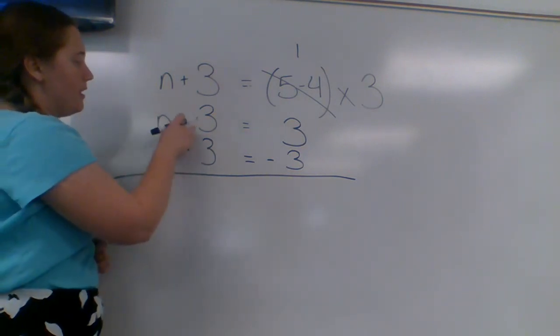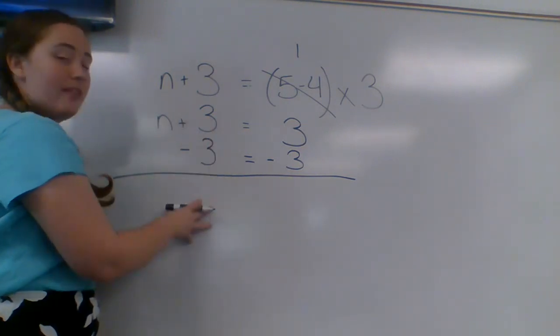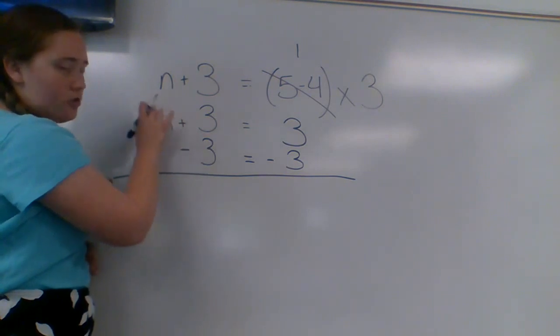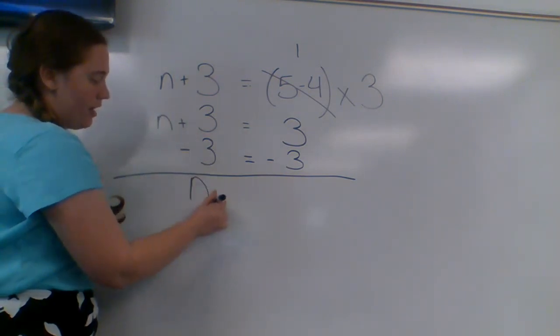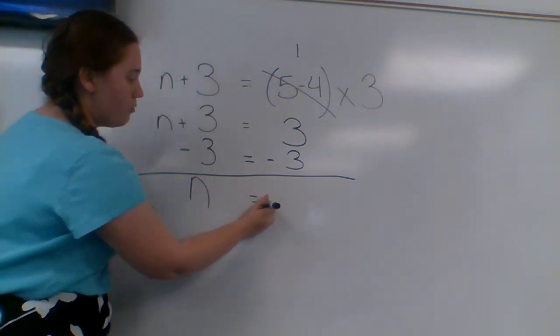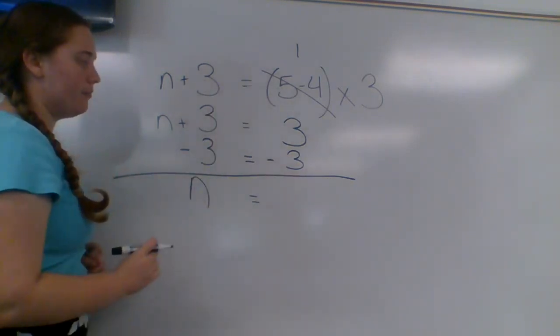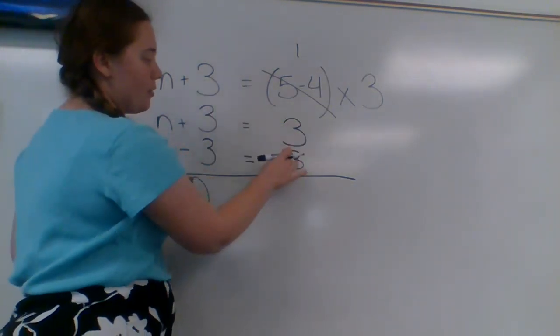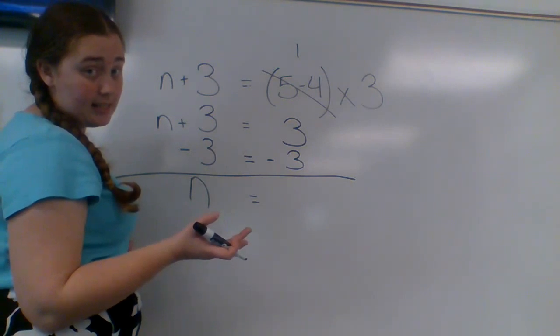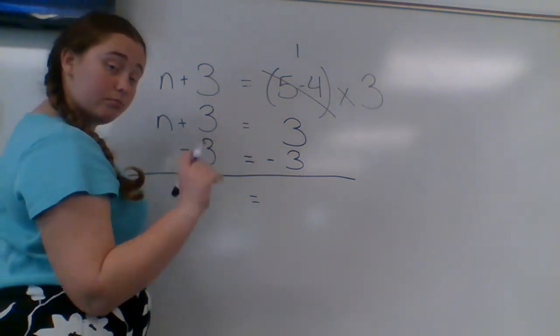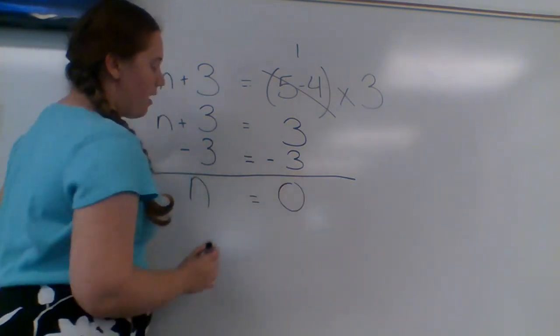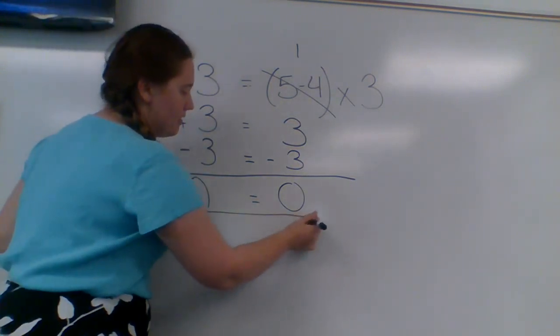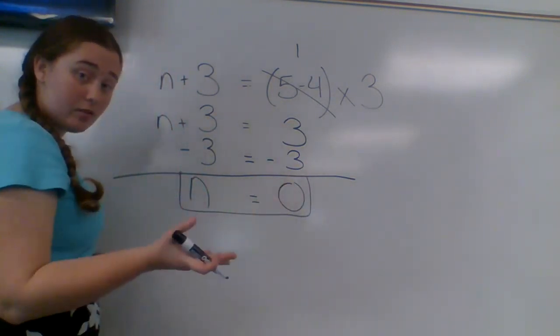And I have n plus 3 minus 3. That's going to leave me with just that n. So we're going to write n equals, again, keeping it straight, n equals, and over here I have 3 minus 3. 3 minus 3 is 0. So my answer is n equals 0.